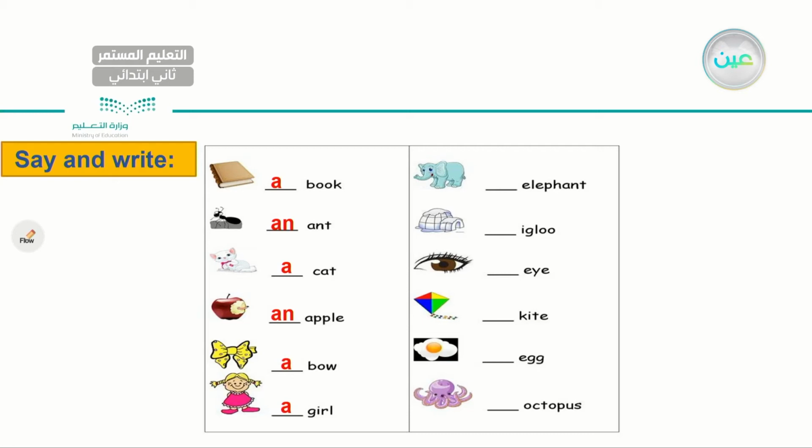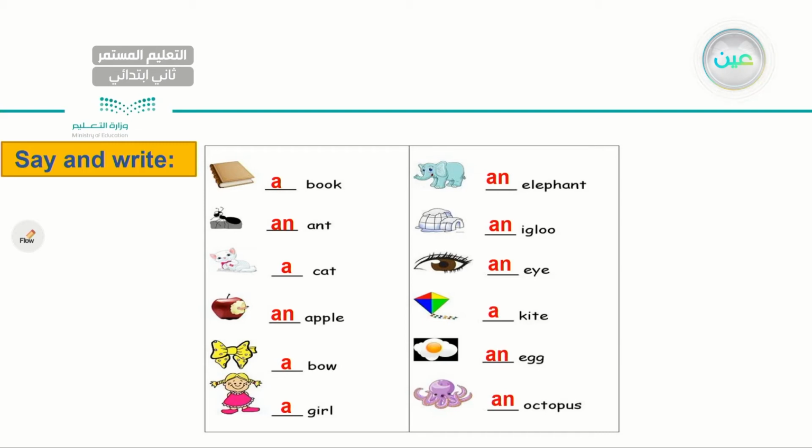Elephant. E. An elephant. Very good. Igloo. I. An igloo, very good. Eye, vowel, it starts with the vowel E. An eye, very good. Kite, consonant K. A kite. Egg, vowel, an egg. Octopus, O, vowel, an octopus, very good.